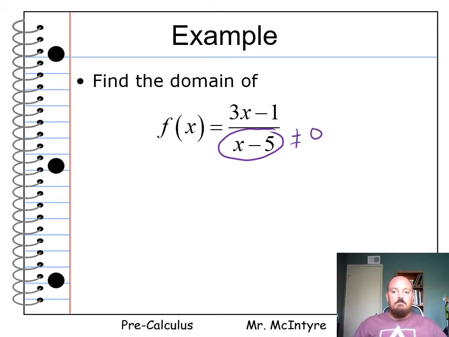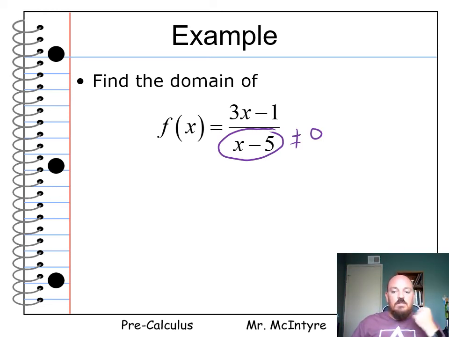I don't care about the top. Leave the top alone for a domain question. 3x minus 1 can be anything, that's fine. I don't care what happens on top. Bottom moment. If that denominator equals 0, then it doesn't work. I don't get an answer. That means whatever x I plugged in to get it is not part of the domain.